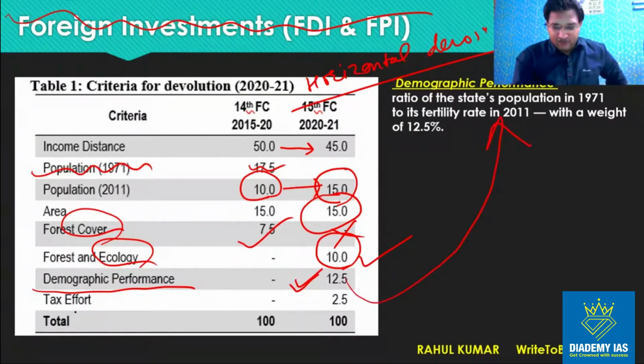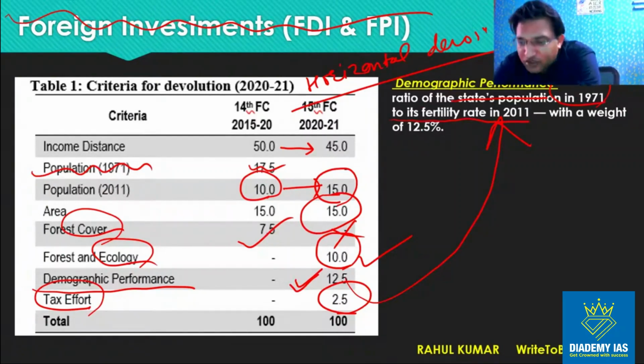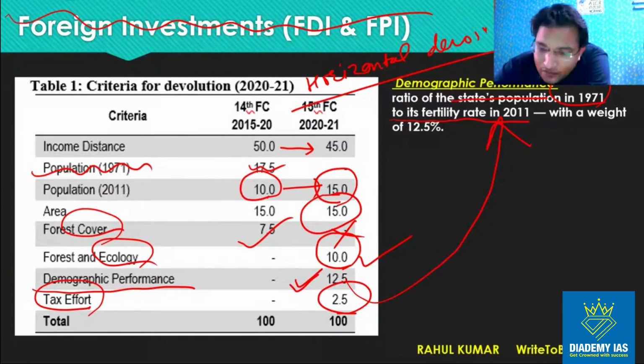And then tax effort. Tax effort means how much resources they are able to mobilize. So demographic performance ratio, it means the ratio of state's population in 1971 to its fertility rate in 2011. So how much was the state's population in 1971 divided by the fertility rate in 2011, right? So this is the demographic performance formula.